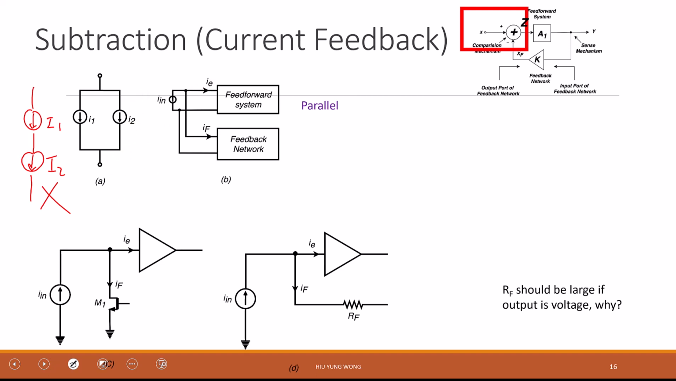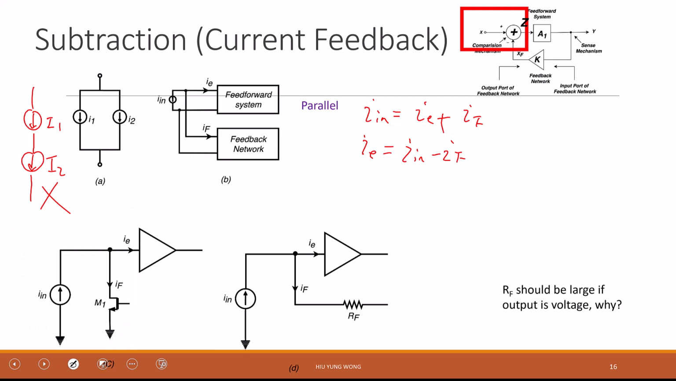Using KCL, can you tell me the relationship between I in, IE, and IF? We do it in parallel, right? Here is parallel. What is the relationship between I in, IE, and IF? Just KCL. I in equal to IE plus IF. Very good. So what is IE? IE is the quantity I'm interested in, equal to I in minus IF.